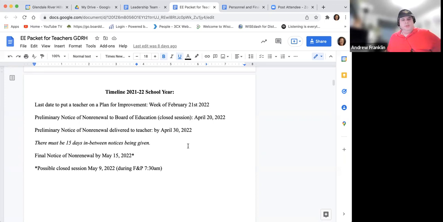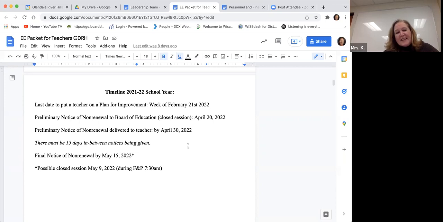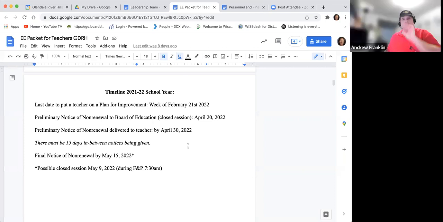I actually, Andy, think that when we're talking about non-renewing teachers, we need to have a rigid process in place, because you don't want any flexibility that opens the door for any kind of cause for anyone to fight back. Looking through the steps that the teacher and the district have to take in order to go through this process, I think it is structured, and it should be structured this way. No, I agree with that.